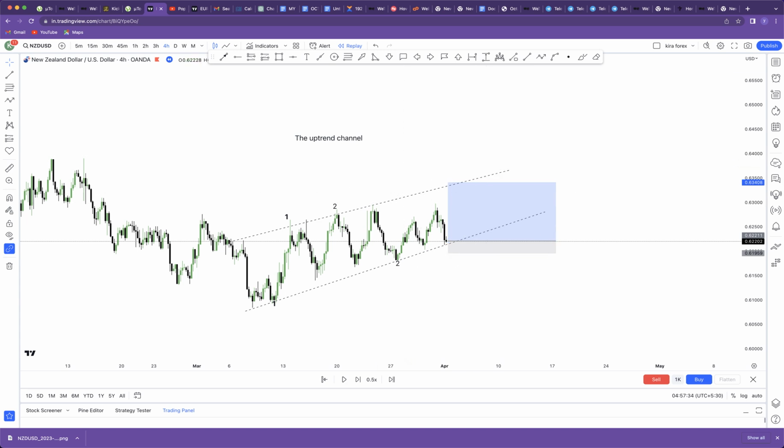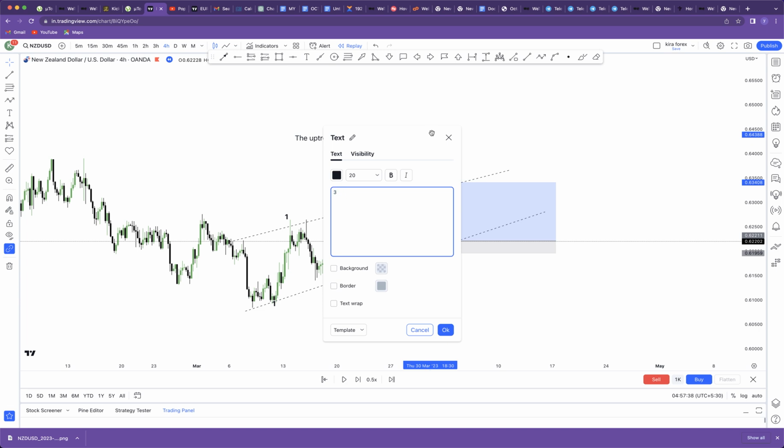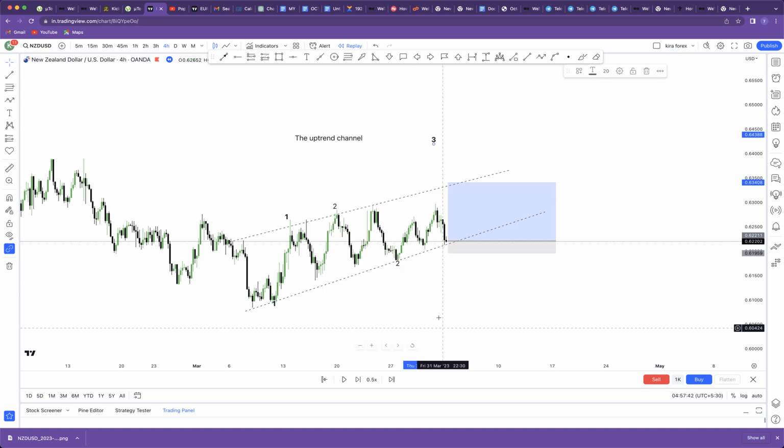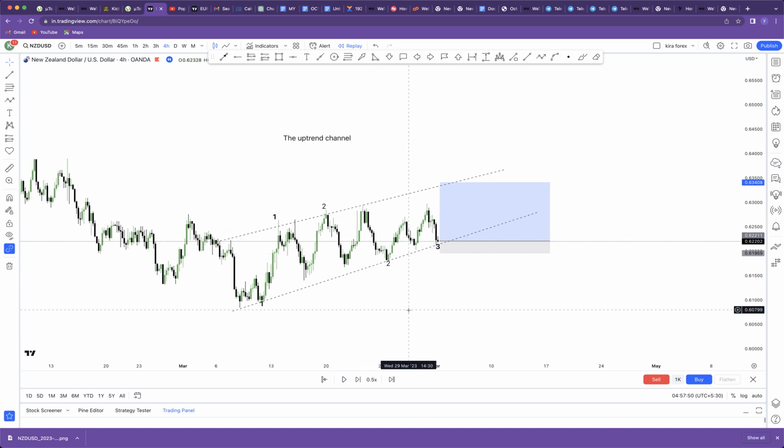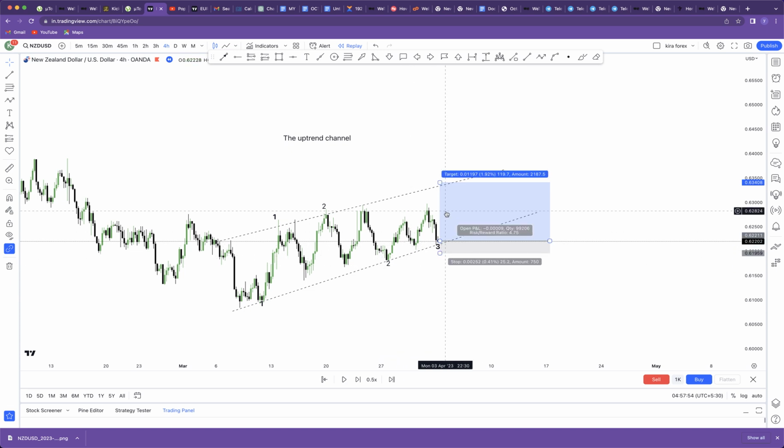So let me put the number there for you to see what I mean so that you can get it clearly. So this is the third touch of price on the support. In my previous videos, when I was teaching, I said that even when you draw a trend line, you need the third touch to make the trend line valid. So you are just doing the same thing in this channel. You don't need the third touch to make your entry valid.